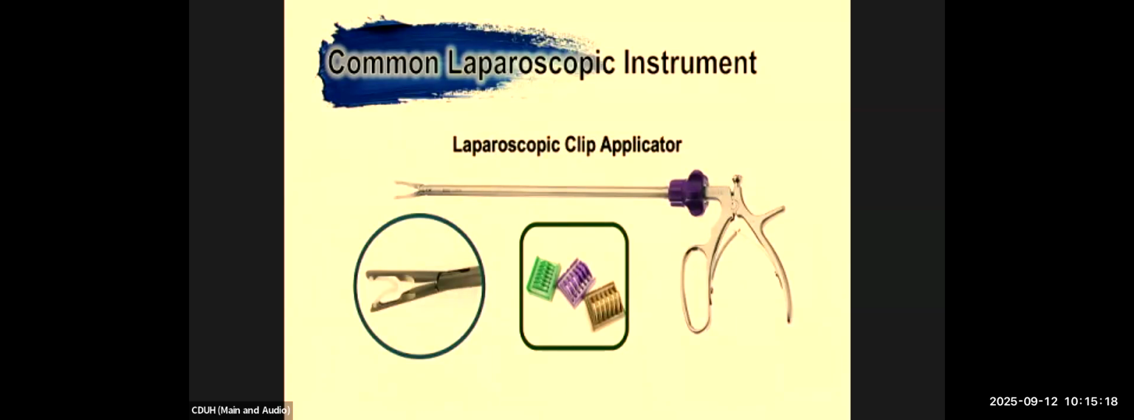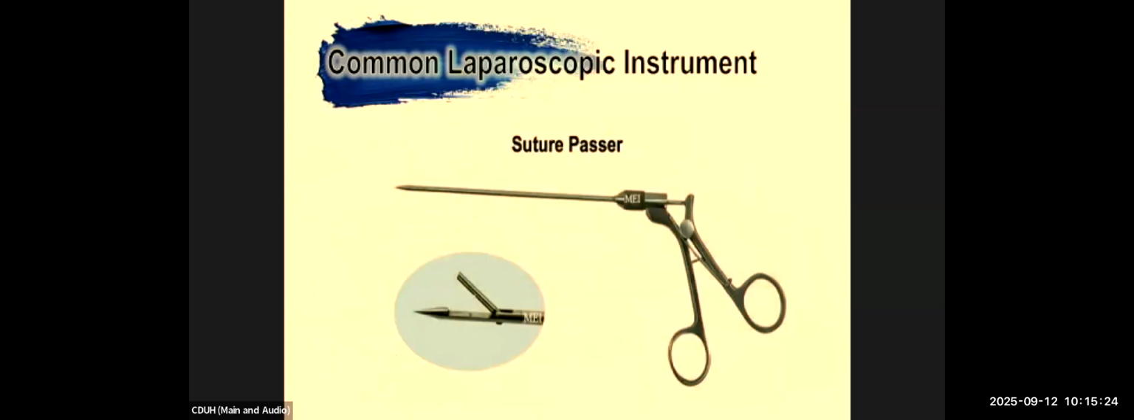These are laparoscopic clip applicators. And this is a retrieval pouch. And lastly, this is a suture passer.